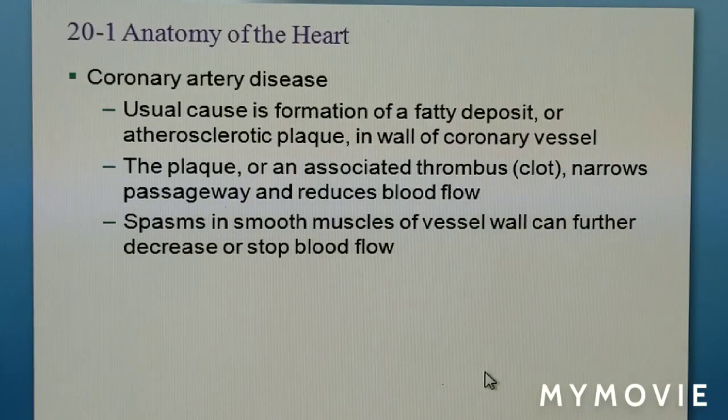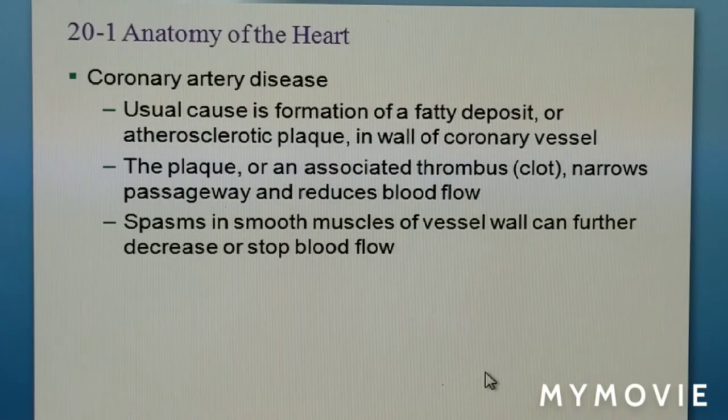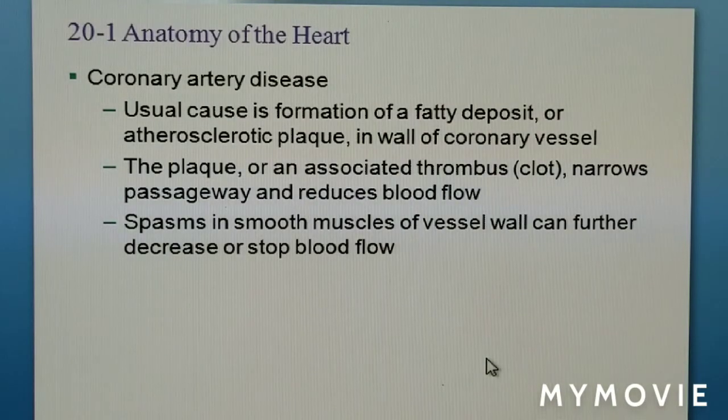Coronary artery disease, usual cause is formation of a fatty deposit or atherosclerotic plaque in the wall of a coronary vessel. The plaque, or an associated thrombus clot, narrows the passageway and reduces blood flow. While we're talking about the thrombus or clot, that's stationary. If that thrombus breaks free and starts moving, it becomes an embolus. That's what we describe as an embolus. A spasm in a smooth muscle or vessel wall can further decrease or stop the blood flow.